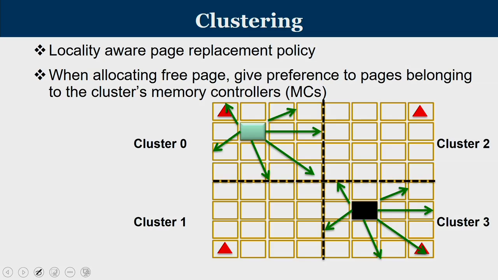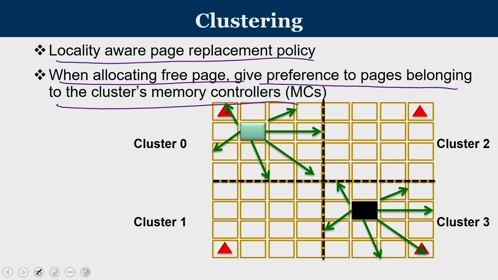Now we look into what essentially happens here. You are performing a locality-aware page replacement policy. When allocating a free page, give preference to pages belonging to the cluster's memory controller.